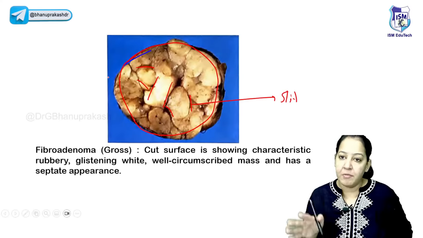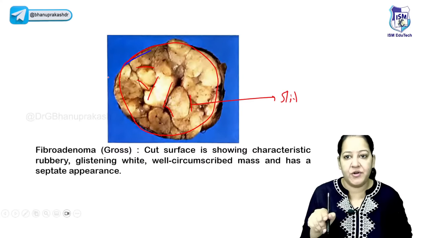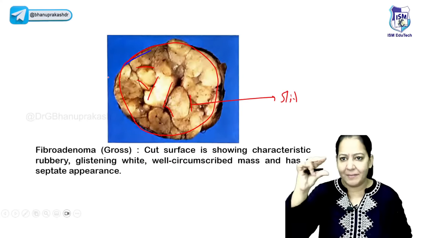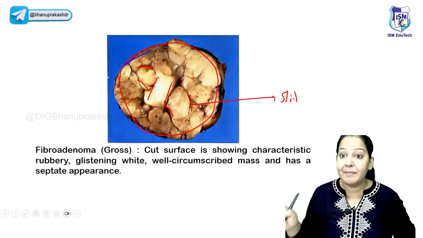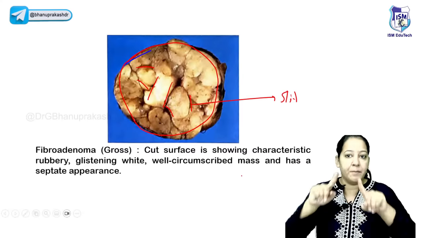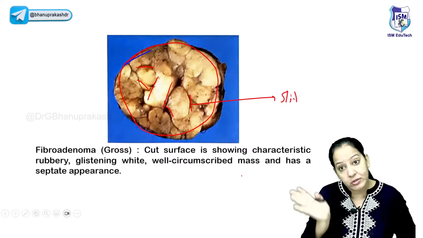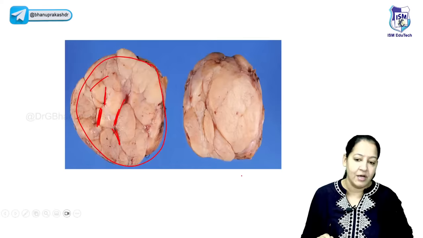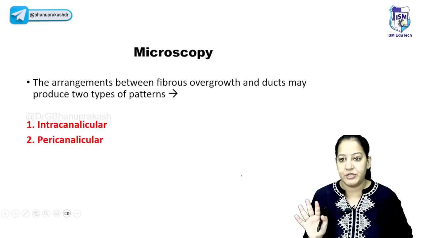It can come in the form of an image-based question, a spotter image in your exam. The image will be given to you with some clinical history. You can identify it's a typical image of fibroadenoma because of three things. Number one, it is well circumscribed. Number two, it is capsulated. Number three, I can see the most important slit-like spaces inside that. Got it? The slit-like spaces is very important.